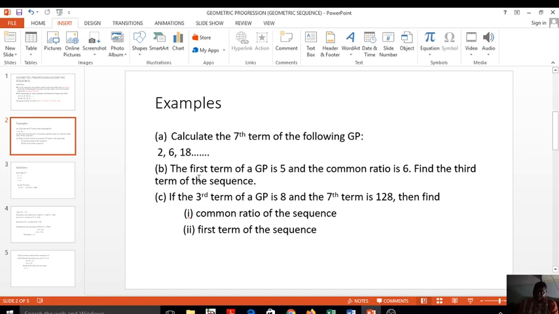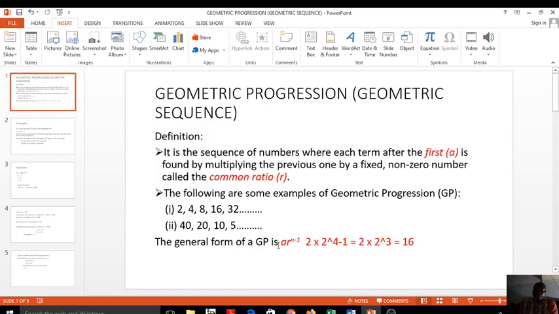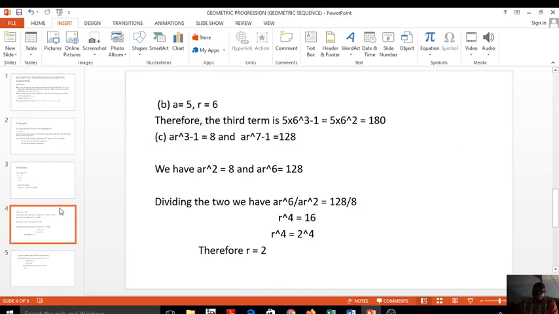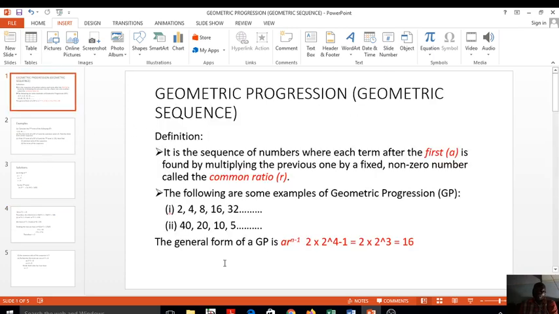The next question says the first term of a GP is 5 and the common ratio is 6. Find the third term of the sequence. This is quite easy as well. We still need to use the general form of our geometric progression, which is ar to the power n minus 1. According to this, our a is going to be 5. Our r has already been given, which is 6. Where there is n, you are supposed to put a 3.